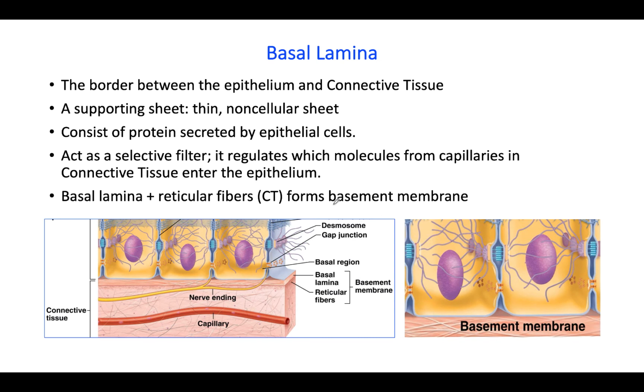I mentioned several times about basement membrane, and here's epithelial tissue. Epithelial tissue receives support from connective tissue, and there is a border between epithelial tissue and connective tissue. We call this basement membrane: the border between epithelium and connective tissue, a supporting sheet, a thin non-cellular sheet, like this. This basement membrane is like a sheet.